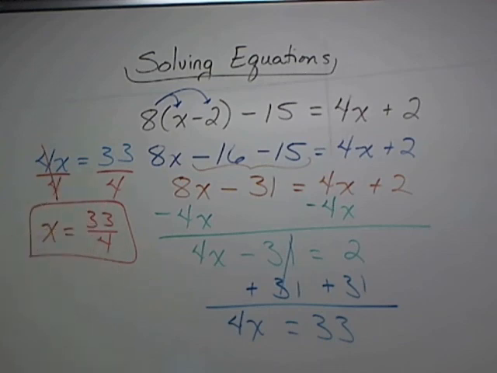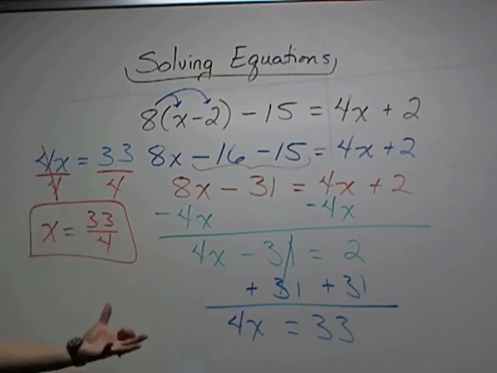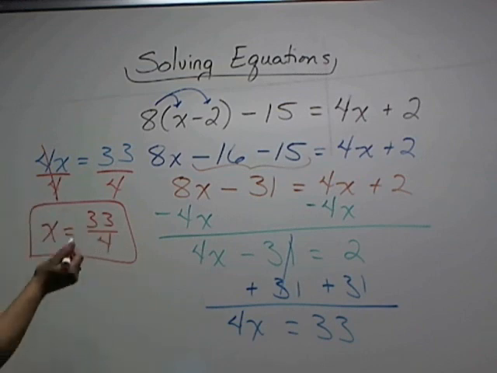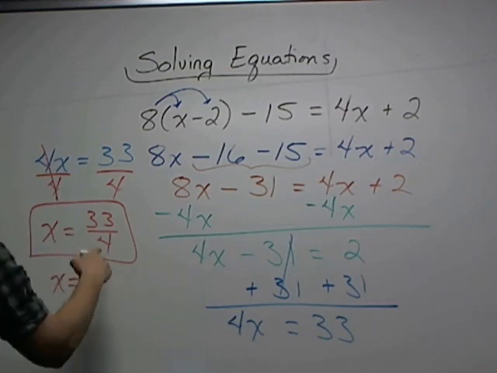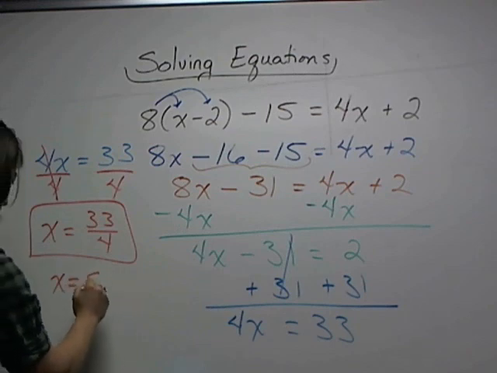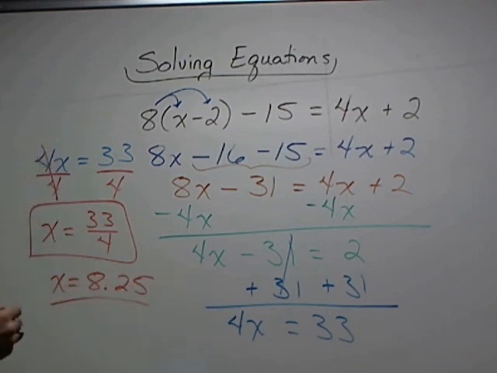But since this is the chapter on decimals, if you want to go to the calculator, you can, but that's more work. Here, the answer's right there. But like I said, if you want to go to the calculator, 4 goes into 33 8 times with a quarter left over, so it's 8.25. That would be accepted this week as well.